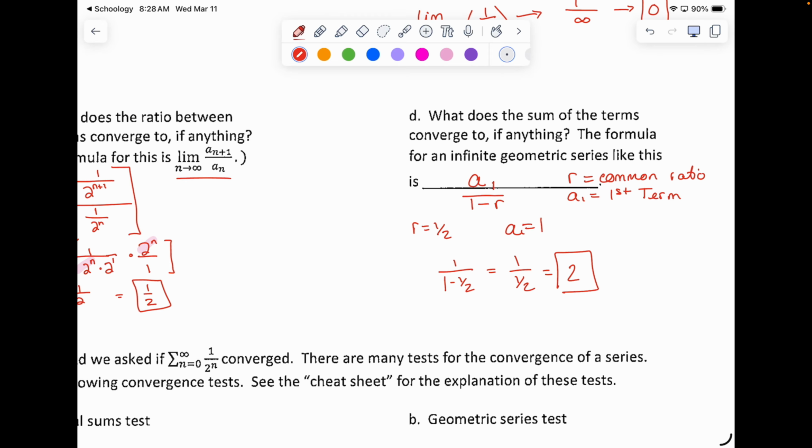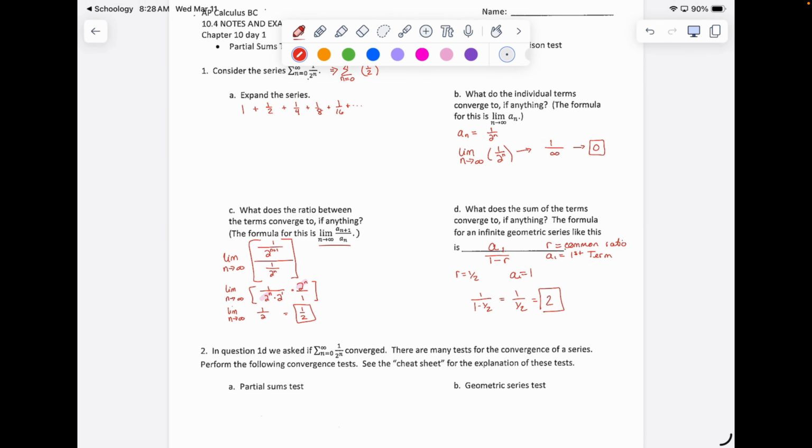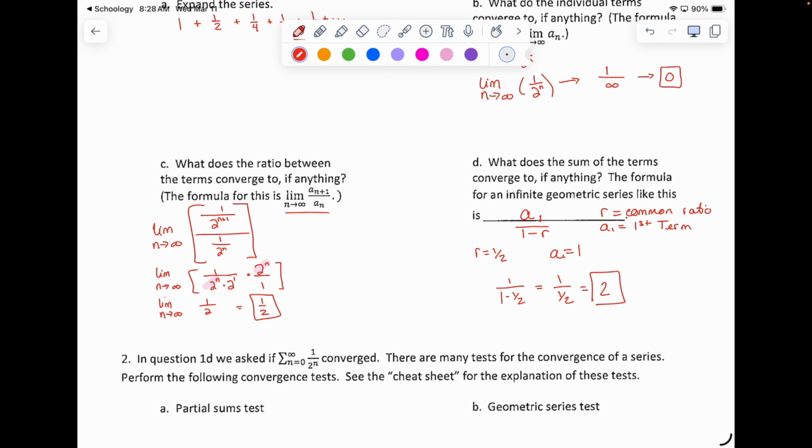So the sum is 2. How are we feeling? It's all coming back? It's like riding a bike.